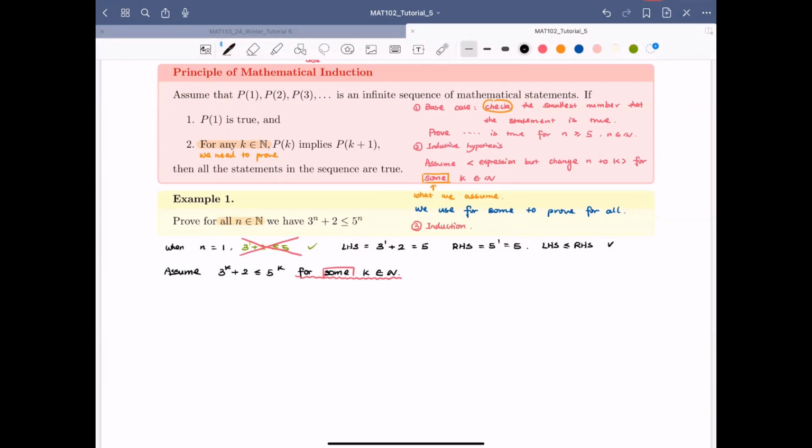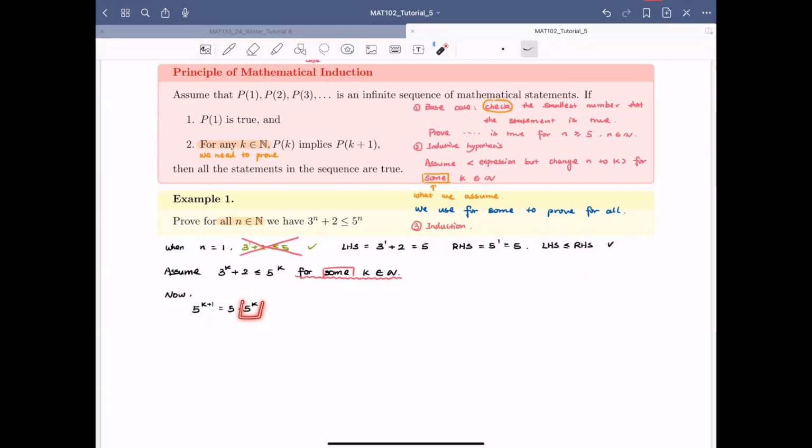So now we know that 5 to the power of k plus 1 is basically 5 times 5 to the k. And remember, I made this assumption to use it. So your induction step always wants to use your IH. You always want to use it.